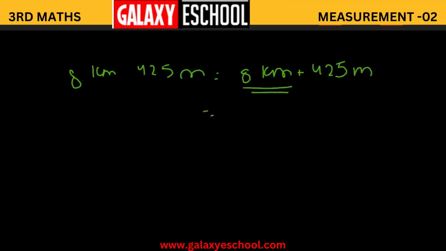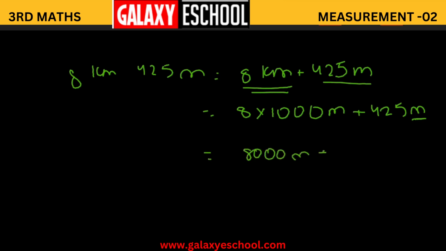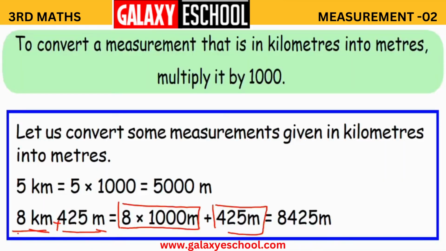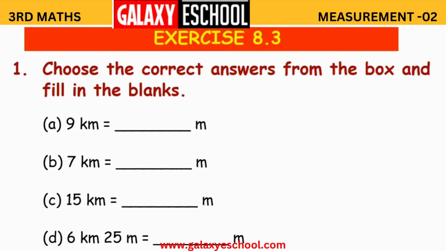Now here this 8 kilometers we have to convert it into meters. How to convert it into meters, children? Multiply by 1000. 8 into 1000 meters plus our 425 meters. It is already in meters, so we need not multiply it. 8 into 1000, 8000 meters plus 425 meters. When we add these two together, the answer will be 8425 meters. Clear, children? Conversion of kilometers into meters.